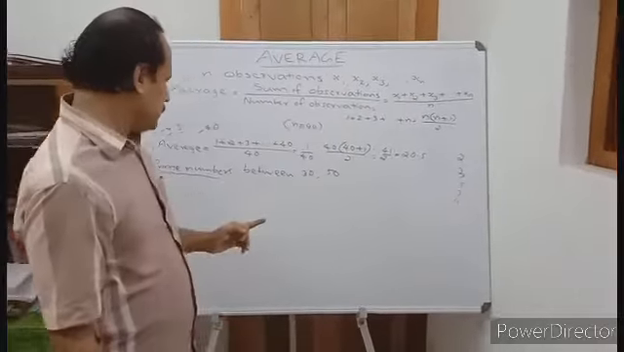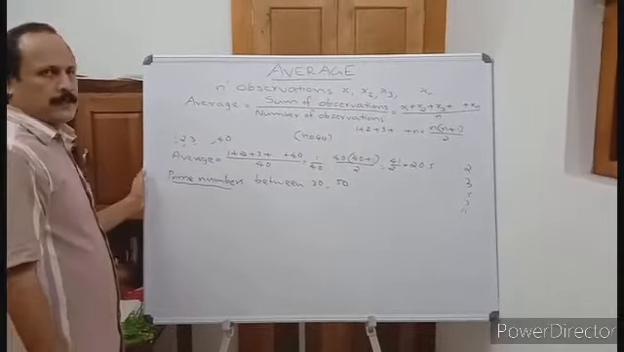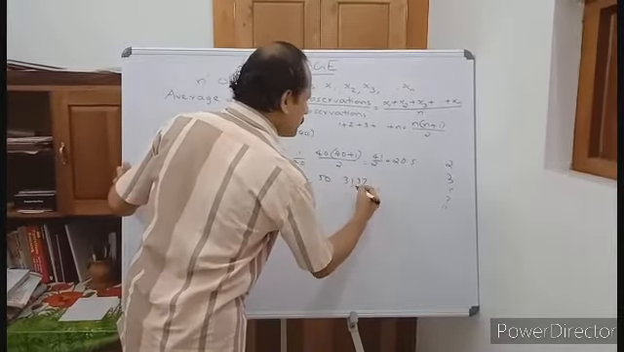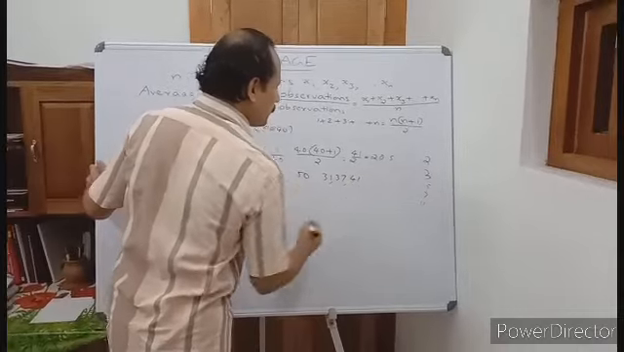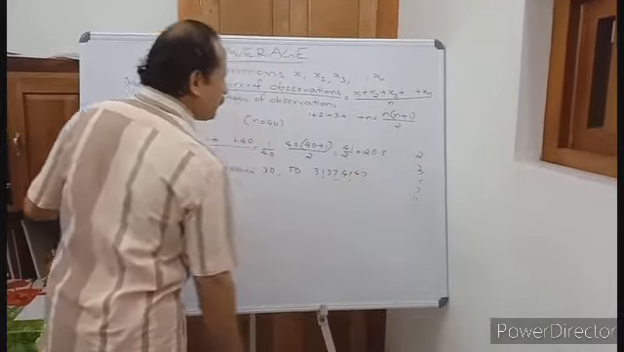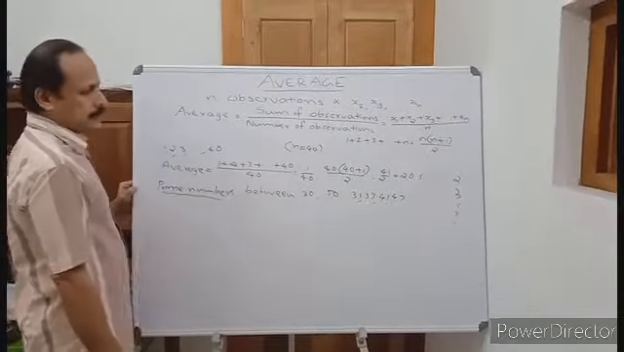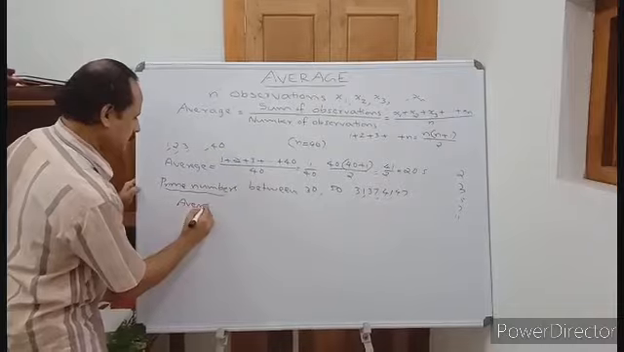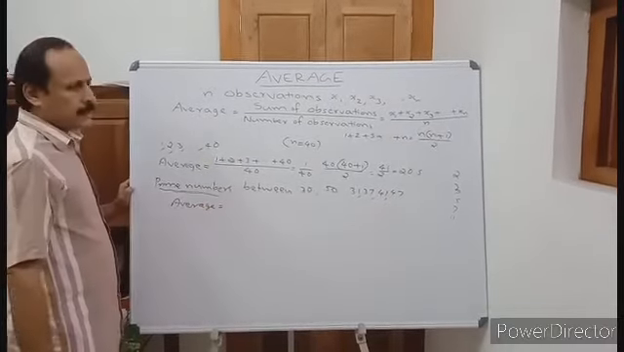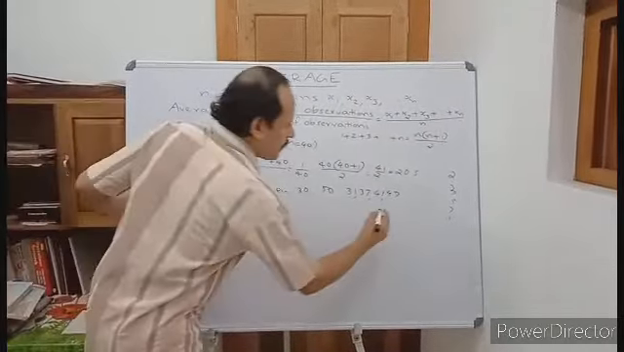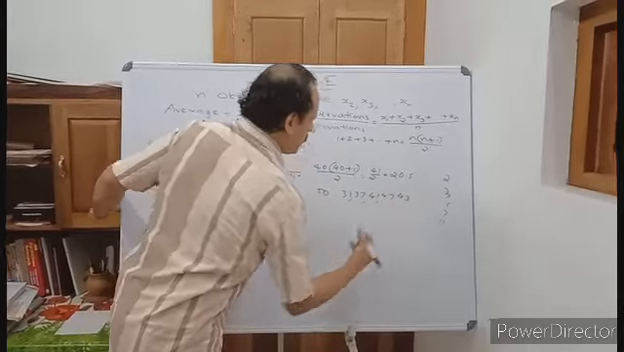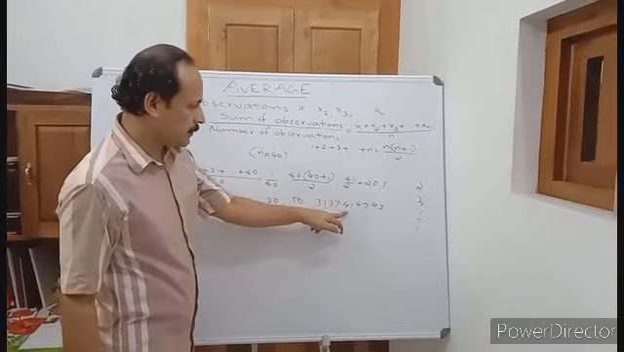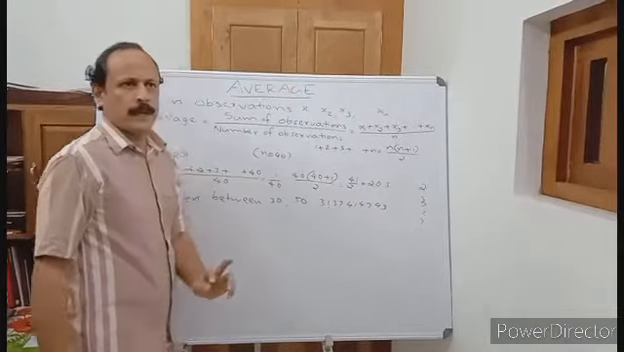And between 30 and 50, the prime numbers are 31, 37, 41 and 47. And their average... and one more number missing, that is 43. First is 31, then 37, 41, 43 and 47.